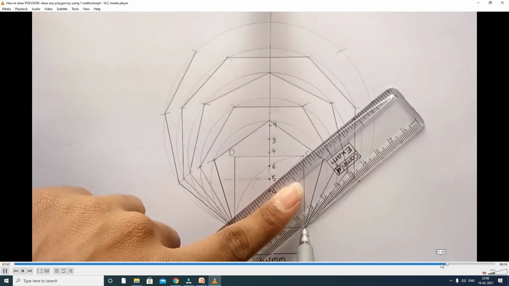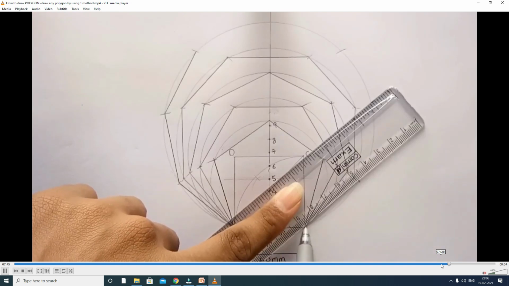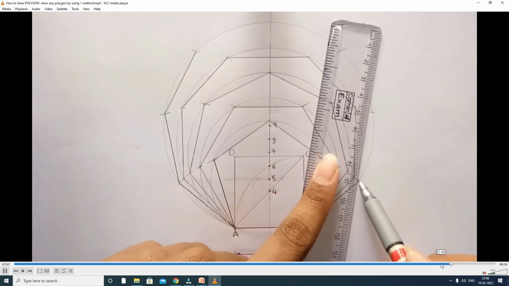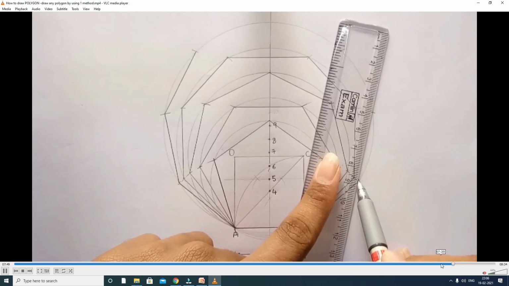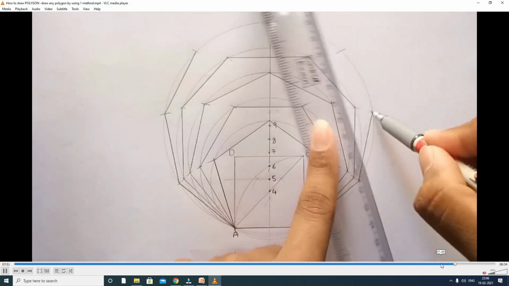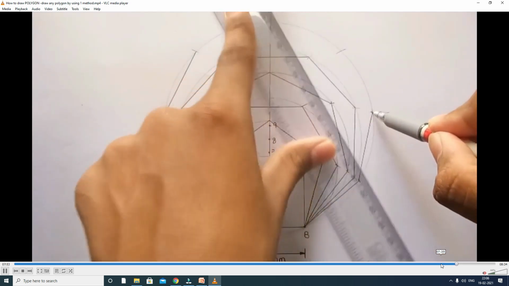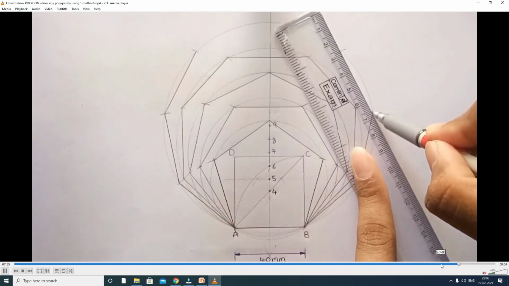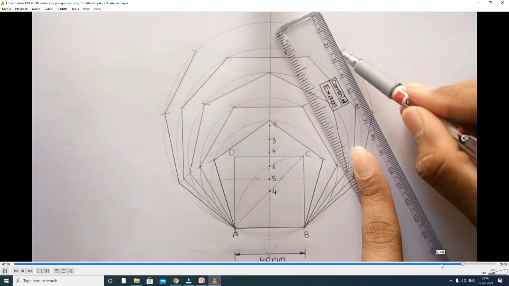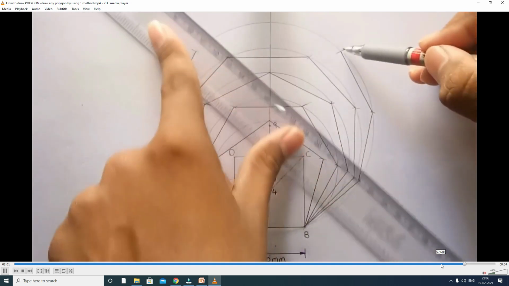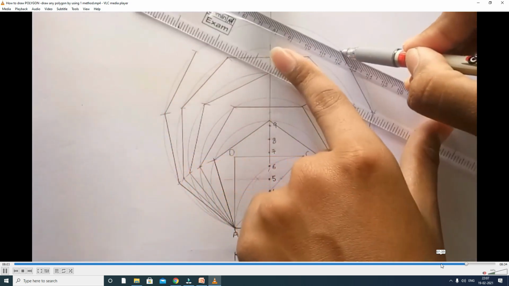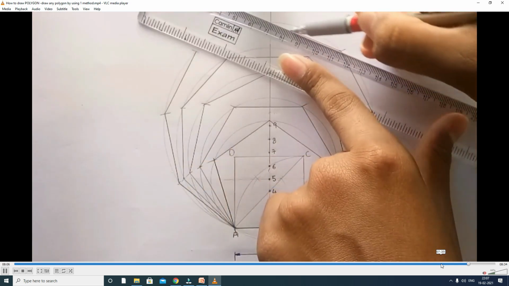Okay, this is the general method for drawing any polygon in one method. That means in this one method we easily draw the different types of polygons: pentagon, hexagon, octagon, nonagon. Okay, thanks.